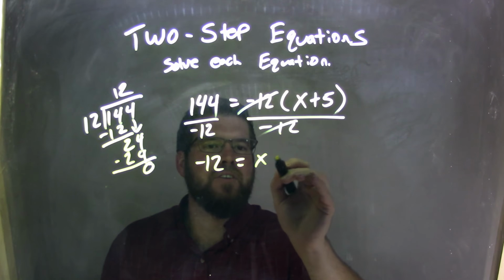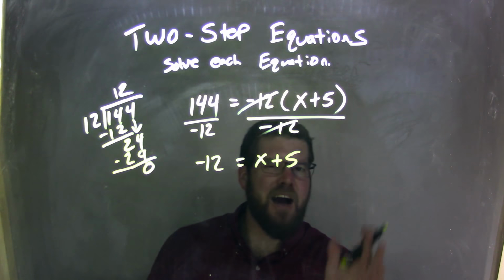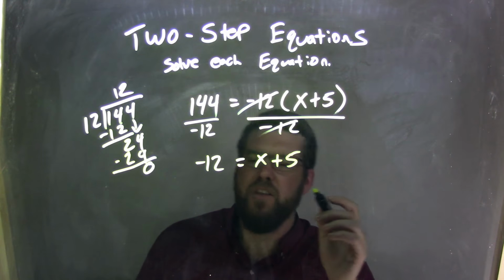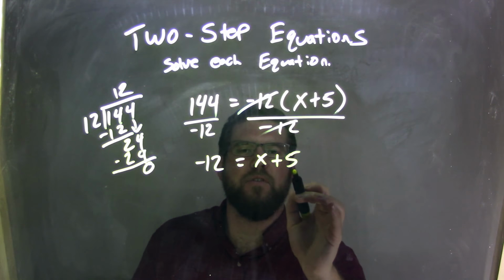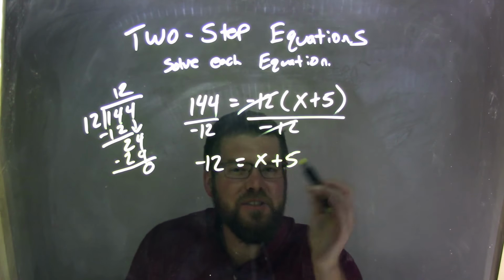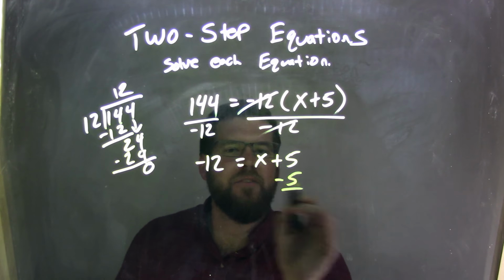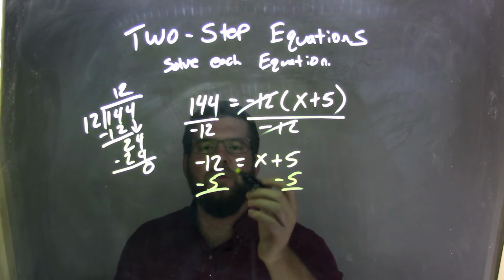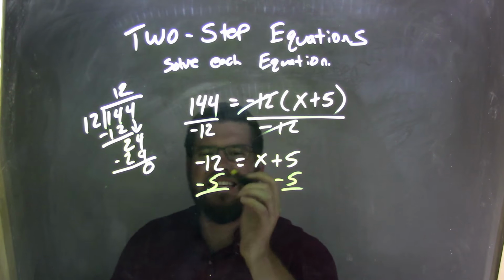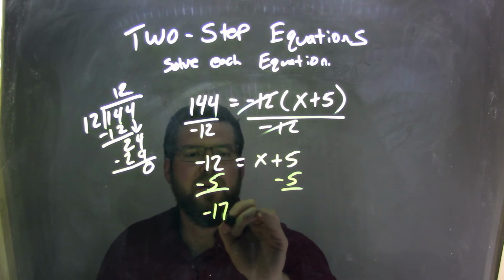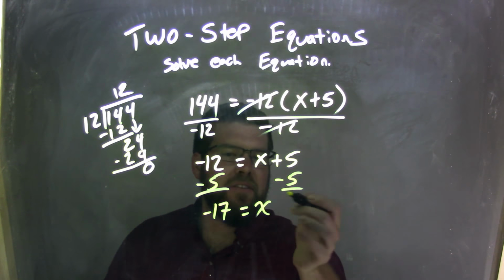Bring them down, just the x plus 5, which is left. And I got rid of the parentheses there. So now I have negative 12 equals x plus 5. Well, opposite of addition is subtraction. So I'm going to subtract a 5 from both sides. Leaving me with negative 12 minus 5 is a negative 17 equals, well, what's left is x.